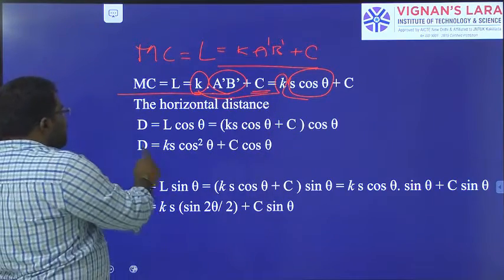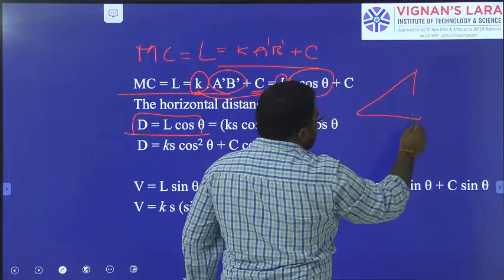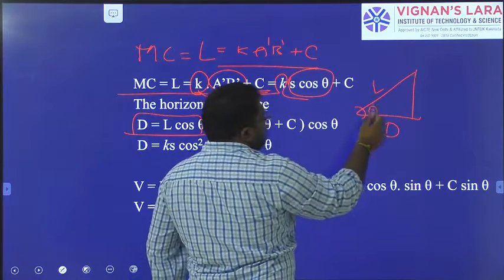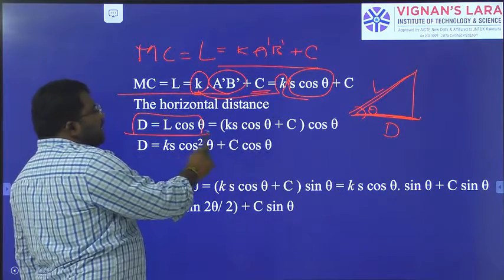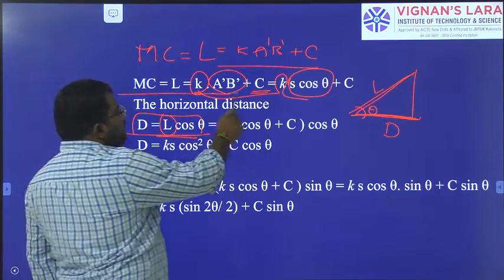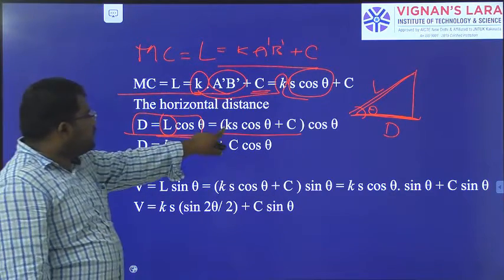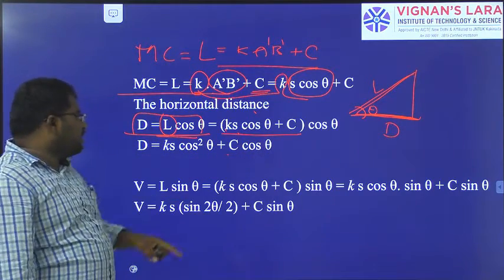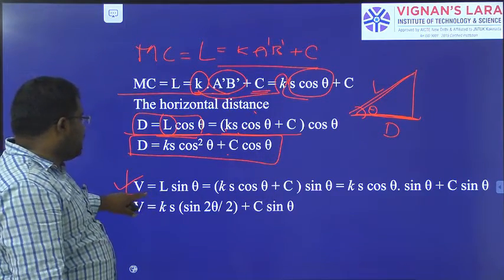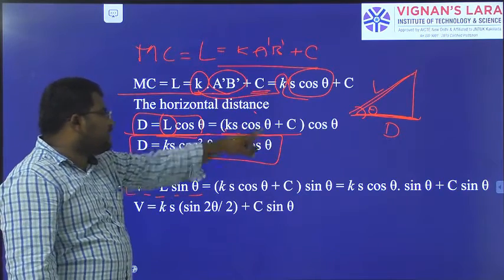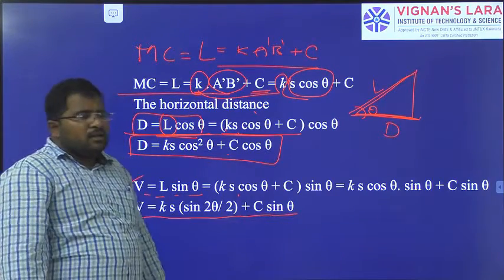Now the horizontal distance D is equal to L cos theta, since this is the horizontal distance and this angle is theta. From this triangle, you multiply by cos theta. L cos theta, where L is K s cos theta plus C, multiplied by cos theta. So D is equal to K s cos square theta plus C cos theta. This is the formula for distance. For the vertical distance V, that is L sin theta, where L is again K s cos theta plus C. Substituting, you finally get K s sin 2 theta divided by 2 plus C sin theta.